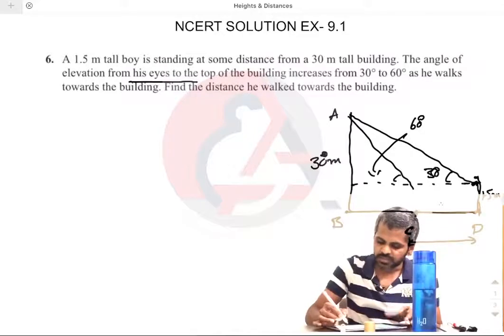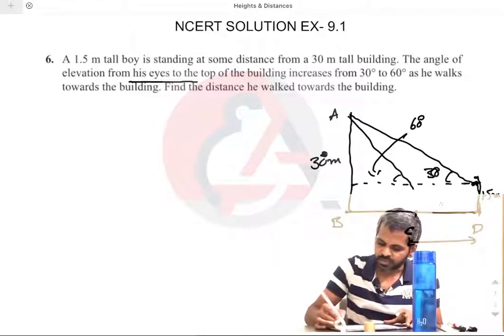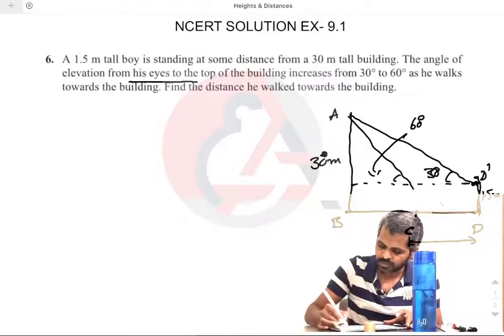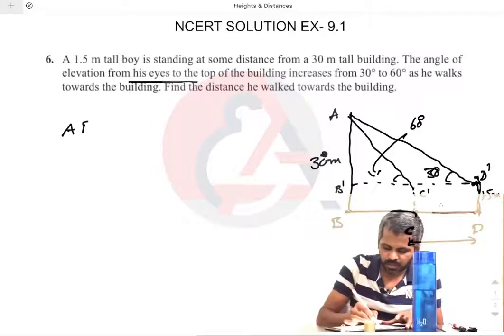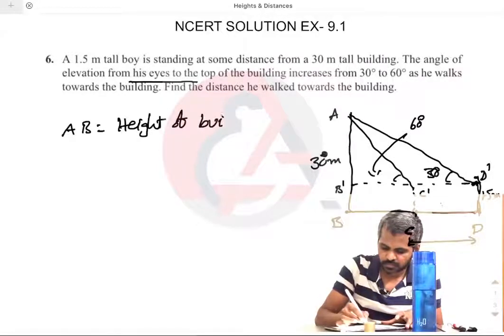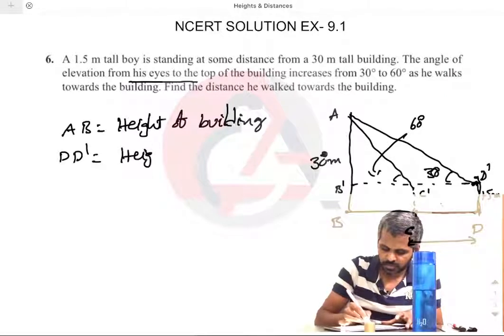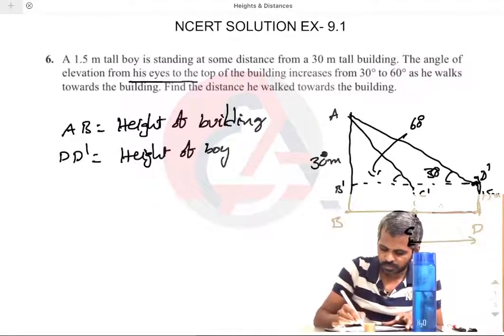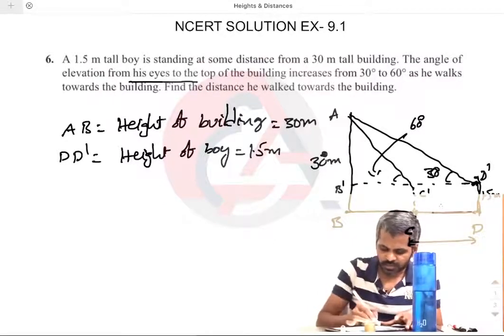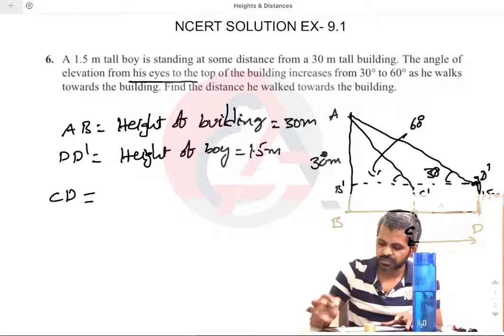Now we can represent it in triangles. See how many triangles we can see. Here the D point from the top of the boy I can represent as D dash, C point as C dash, and B point as B dash. AB is the height of the building, D D dash is the height of the boy, that is equal to 1.5 meter, AB is equal to 30 meter, and he is asking what is the distance CD, how much distance he walked towards the building.